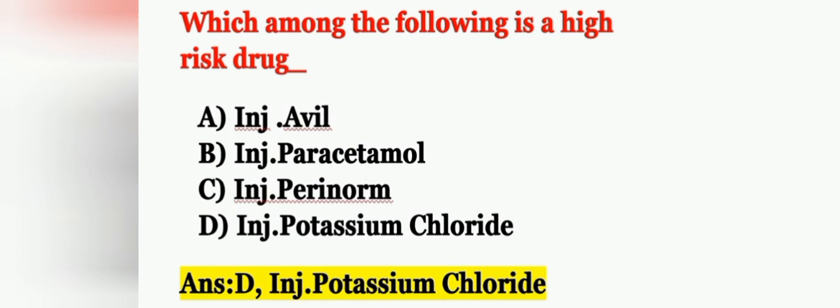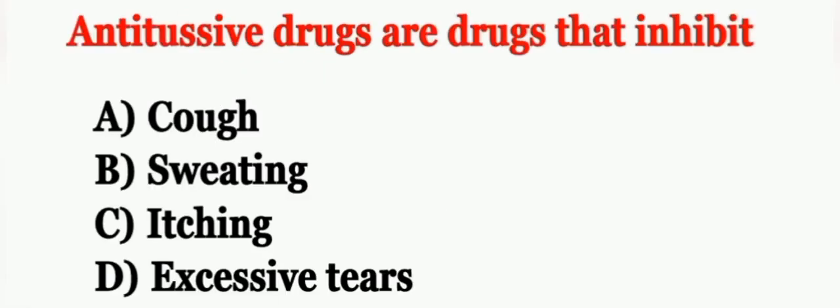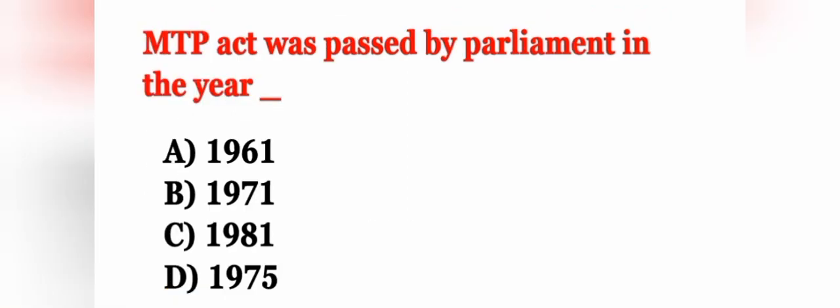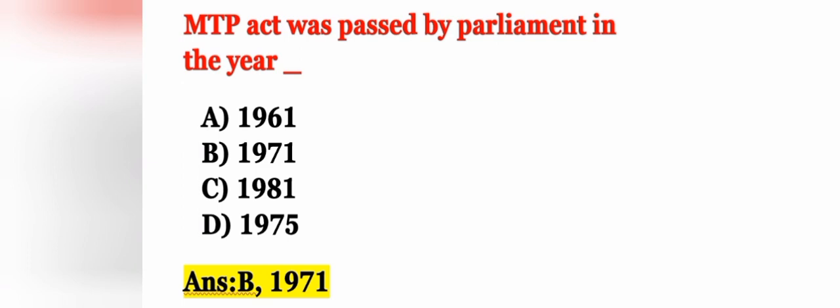The next question, antitussive drugs are drugs that inhibit: Option A, cough. Option B, sweating. Option C, itching. Option D, excessive tears. Antitussives are drugs that inhibit cough. Option A is the correct answer. And the next question, MTP Act was passed by Parliament in the year: Option A, 1961. Option B, 1971. Option C, 1981. Option D, 1975. MTP Act, Medical Termination of Pregnancy Act, in 1971. Option B is the correct answer.